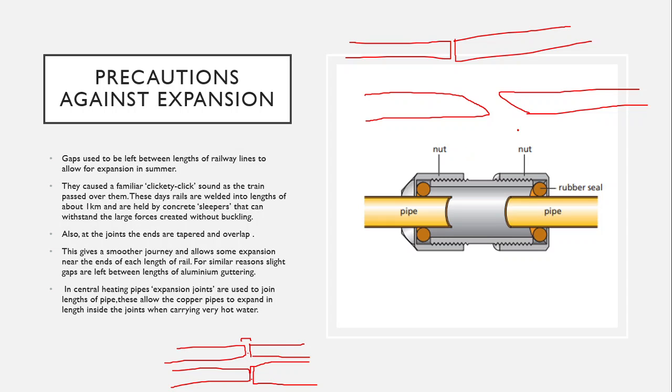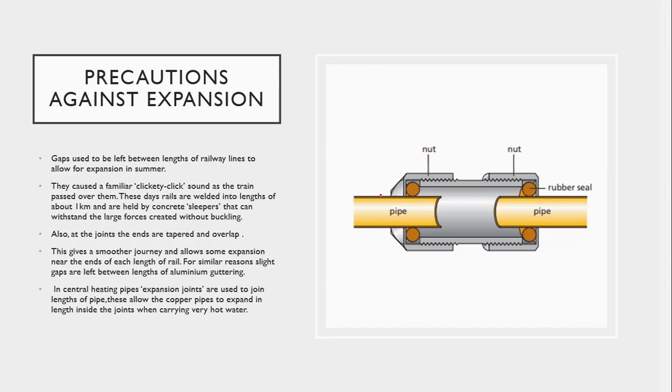In certain heating pipes, expansion joints are used to join lengths of pipes. These allow the copper pipes to expand in length inside the joints when carrying very hot water. In this case it's not tapered, but a complementary shape, like a jigsaw puzzle. When the water running through these pipes is of high temperature, they have this room for expansion. This room for expansion is left on the expansion joints, which are basically this network of metal body made over here.